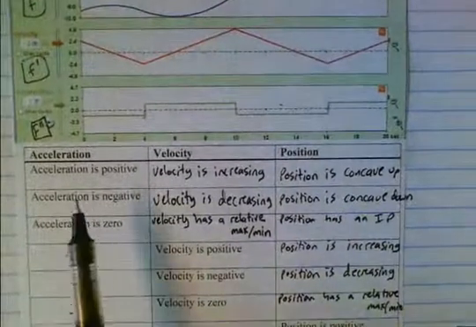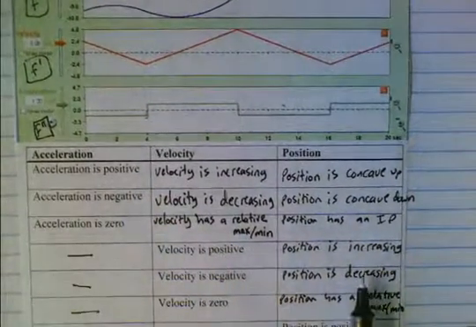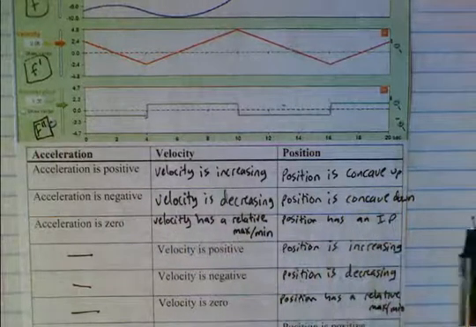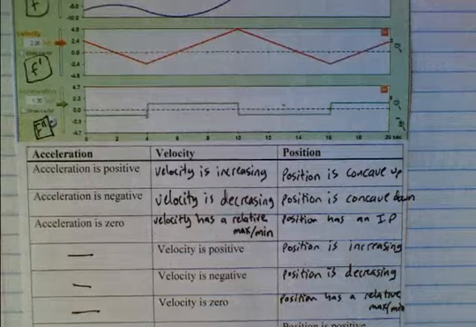And notice there's a pattern. Positive to increasing, positive to increasing. Increasing to concave up, well, that's the only concave up, concave down we have, so we can't tell if there's going to be more of a relationship here.